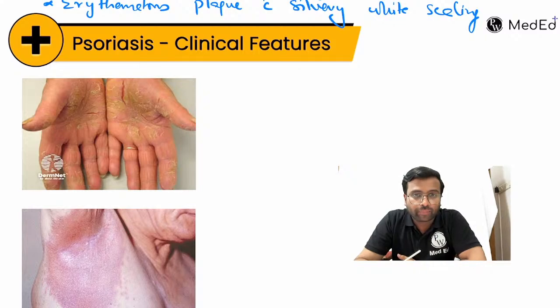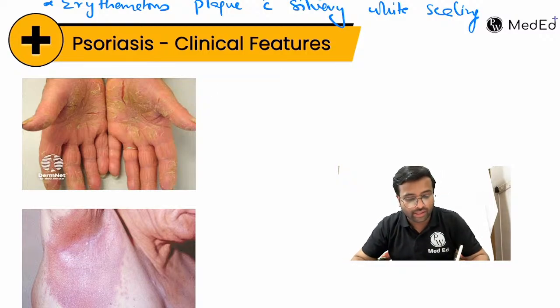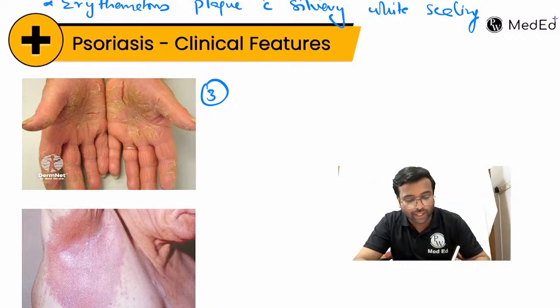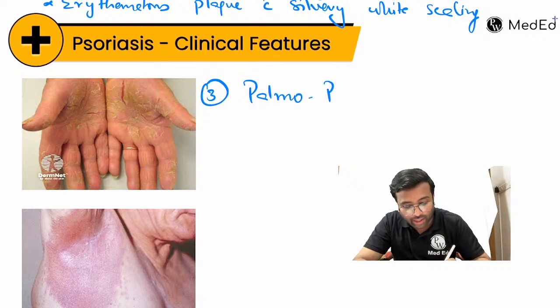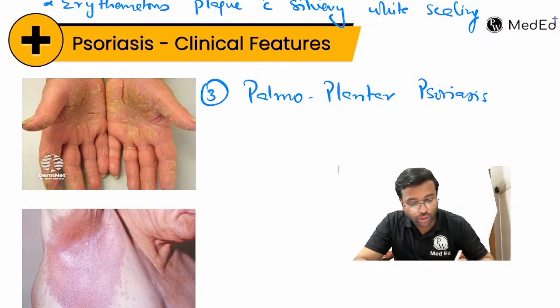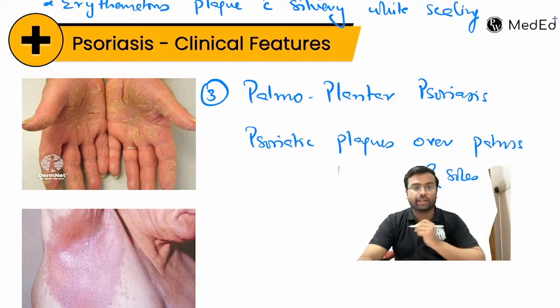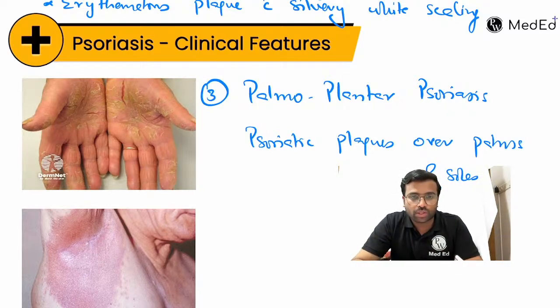What you can find here? So what do you find here? Yeah, so now you can see that there is the involvement of the palms and soles. With the involvement of the palms and soles, we call it palmoplantar psoriasis, where you get psoriatic plaques over the palms and soles. Clear? So that is all about this kind of psoriasis.